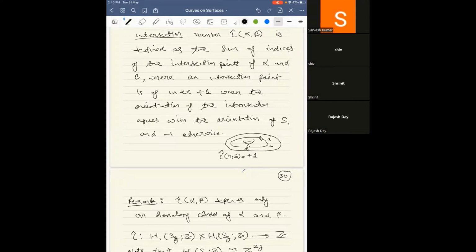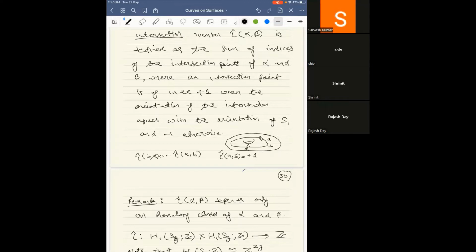So if we reverse B, then it will be -1. Of course. So I hat of BA will be minus I hat of AB. So if you reverse it, instead of B, you change the orientation, let's say minus B bar. So that will be minus.